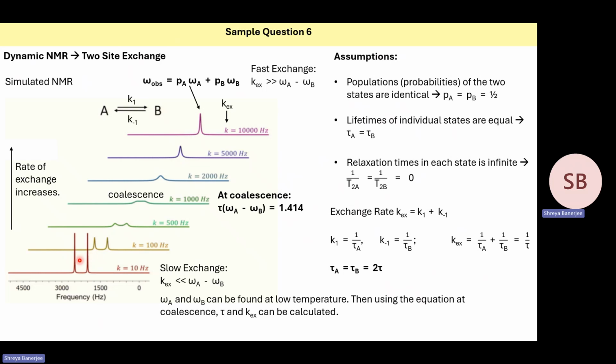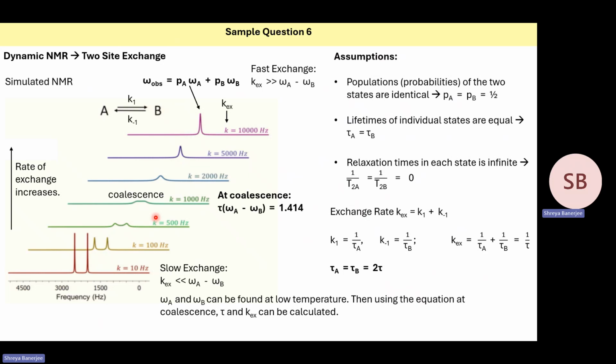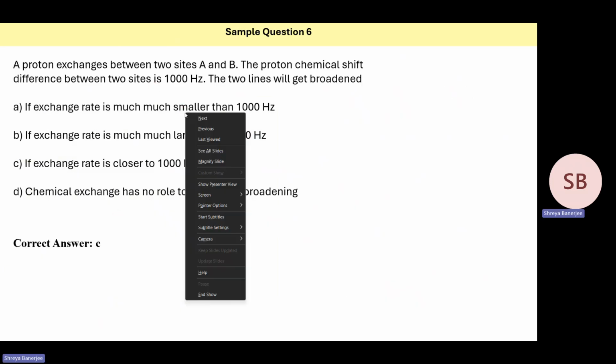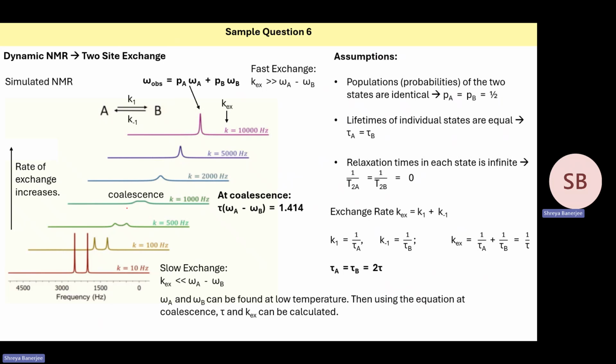this is the frequency difference between the two sites. So there's an exchange between A and B, and the frequency difference between A and B is 1000 Hertz. The question is asking when the lines will get broadened. Remember, the question is not saying when the lines will merge. It is only saying when the lines will become broader. So let us look at the options. "Chemical exchange has no role to play in line broadening." This is wrong, because we can clearly see that because of the exchange, broadening is happening, and then the lines are merging.